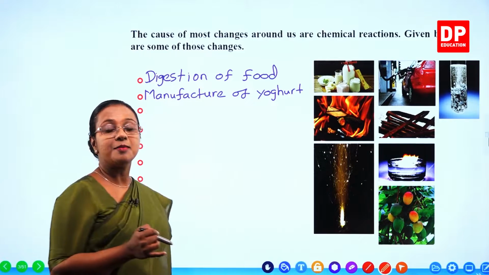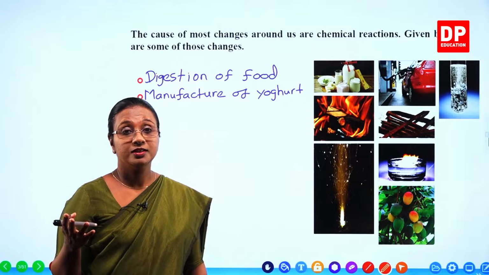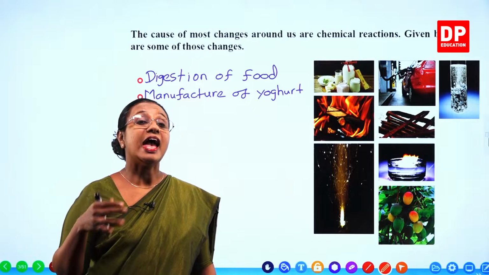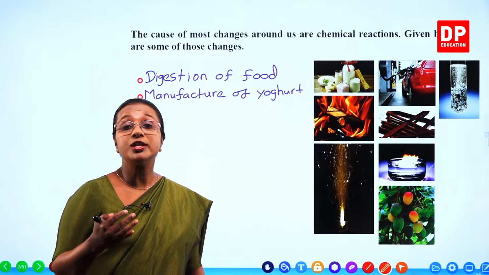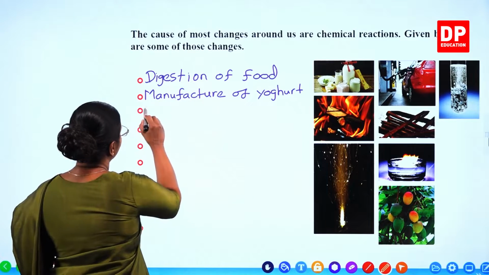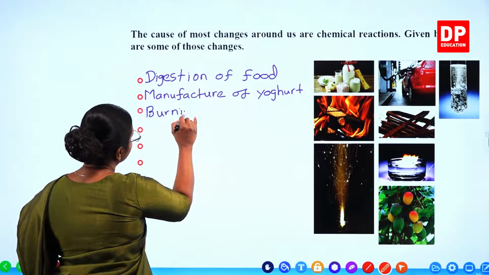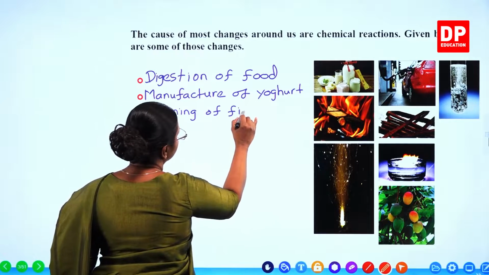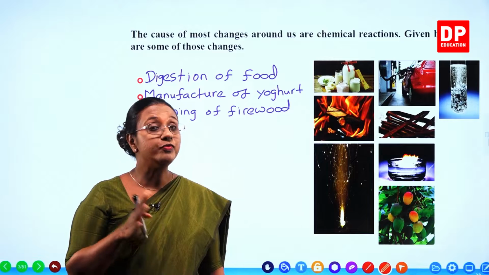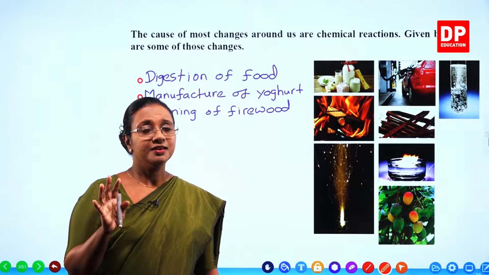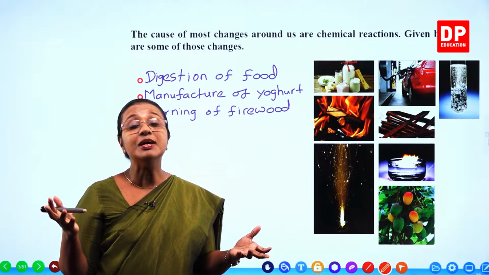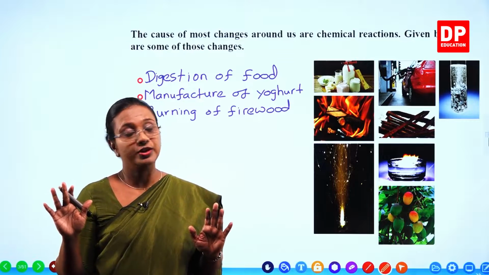Then this one, an example I told you all, burning firewood. Now firewood is hydrocarbons. There is carbon and hydrogen present in firewood. And when it burns, carbon dioxide and water vapor are produced. So that is a chemical reaction. So burning of firewood. Now burning of firewood, does it take place very quickly, very slowly or moderately? We can say moderately. Within a few hours, a stick of firewood will burn off. So that is a somewhat slow reaction.